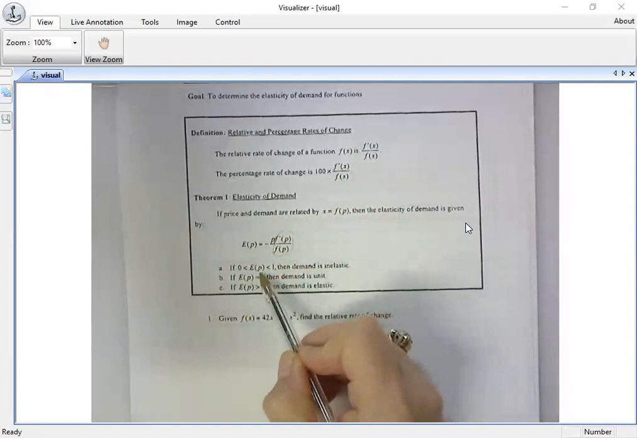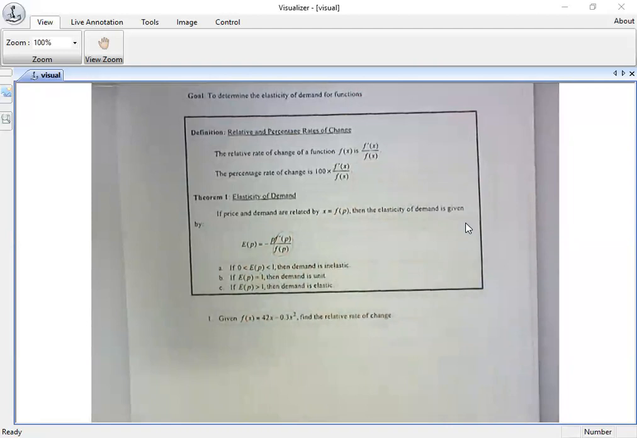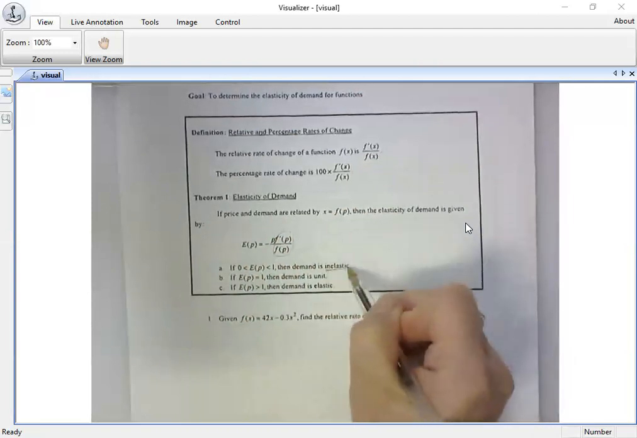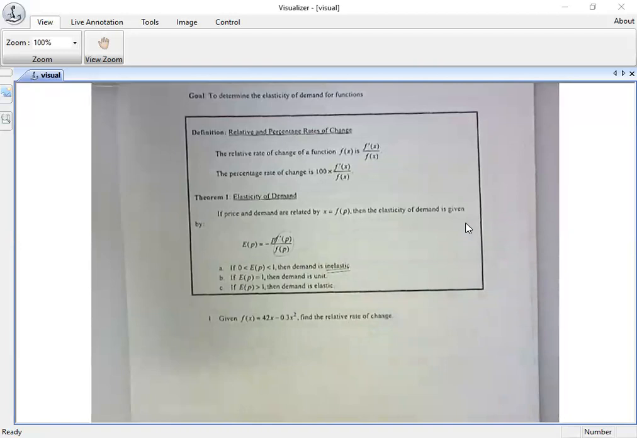Now, we look at those values, and here's what we would know. If that elasticity of demand function comes out to be a value between 0 and 1, it tells us that demand is inelastic. Do you have any idea what that would mean? It means that I could raise my price and it's not really going to affect demand. It's like stuff that you have to have. If you've taken some economics courses, you have some things that you buy no matter what, right?